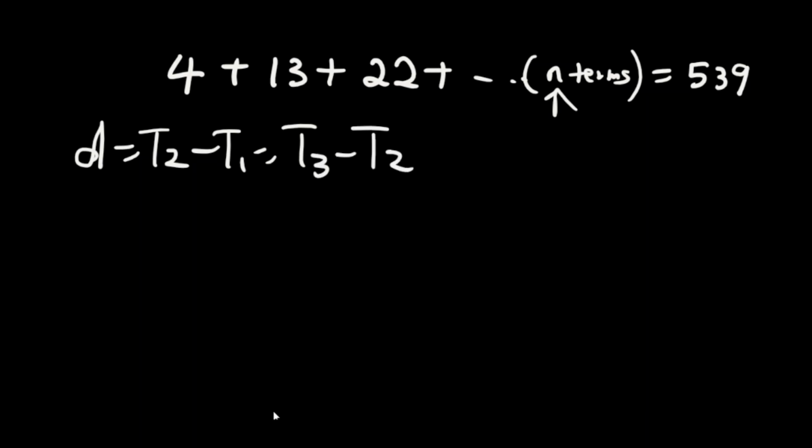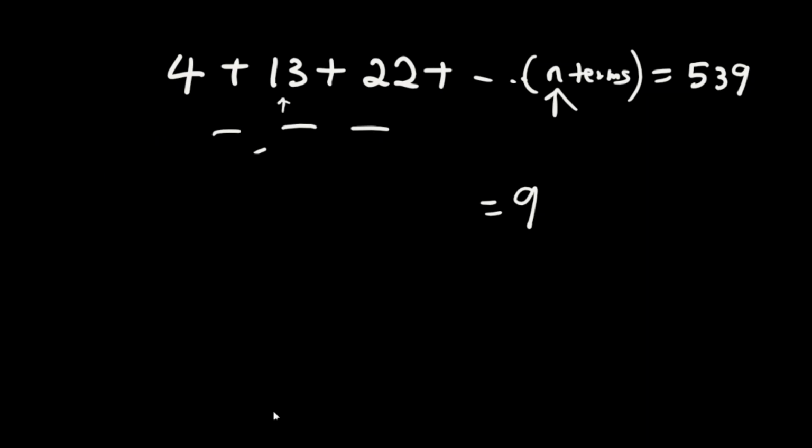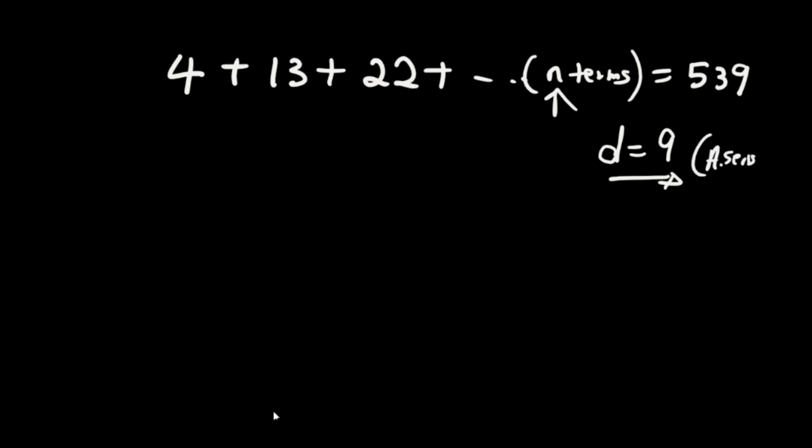t2, right? So d equals our term number 2, which is 13, minus our term number 1, which is 4, equals our term number 3, which is 22, minus our term number 2, which is 13. So I'm getting d as equal to 9, right? So now that I know that this is actually an arithmetic series, it's going to be easier for me to identify the n value. So my d value is 9, and I've proven that it's an arithmetic series.